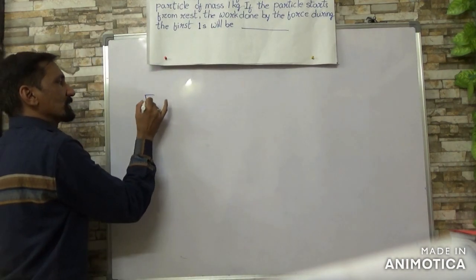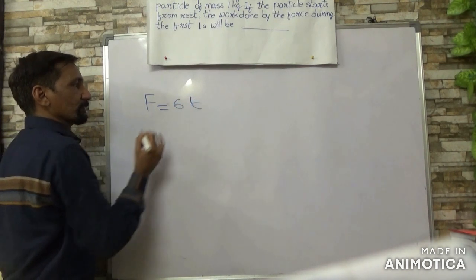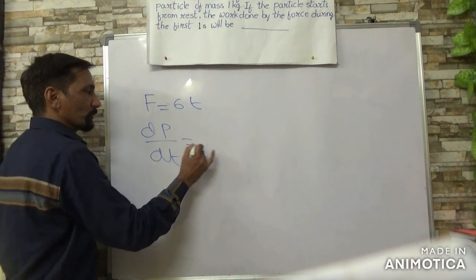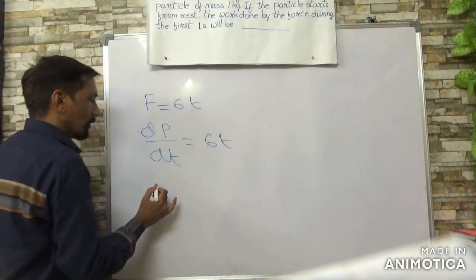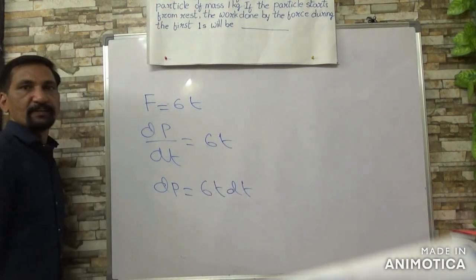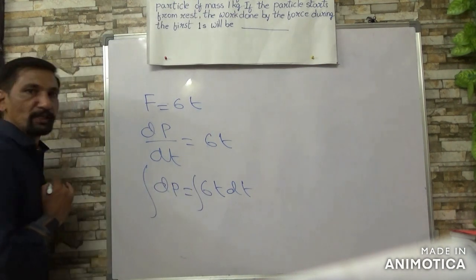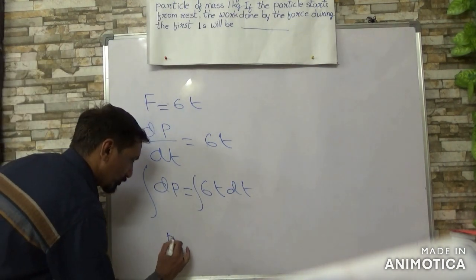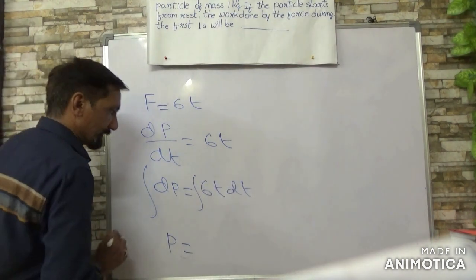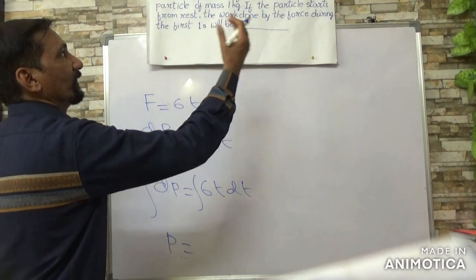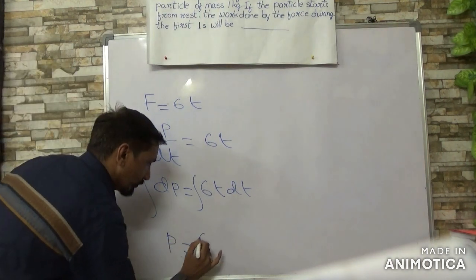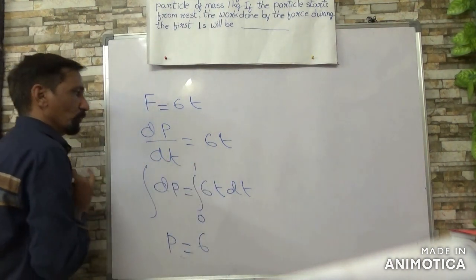Now, force is equal to 6t, right? Differentiating momentum you get force, so dp is equal to 6t dt. Integrate it on both the sides. Then the change of momentum is equal to the integral of 6t dt. You want to find the work done from 0 to 1 second, so the limits are 0 to 1.